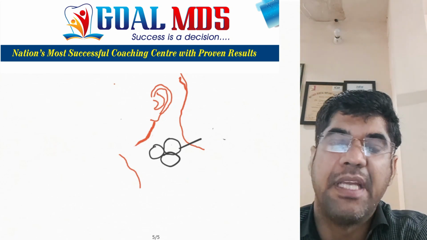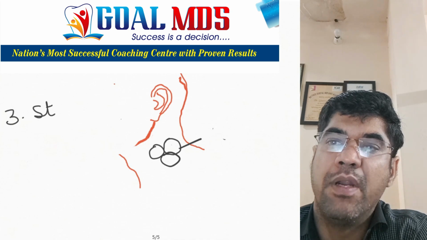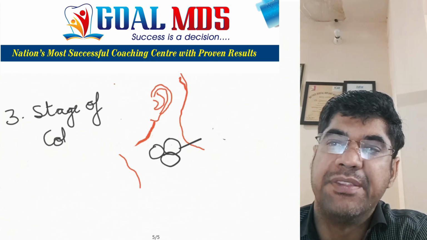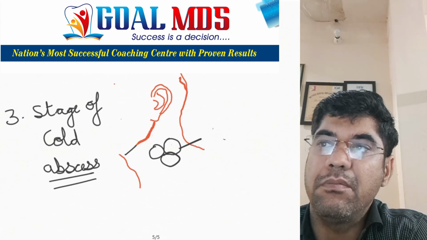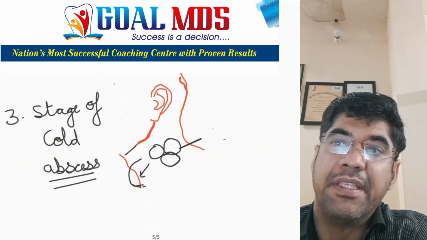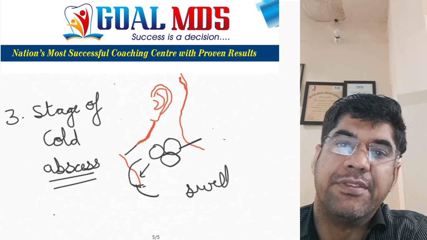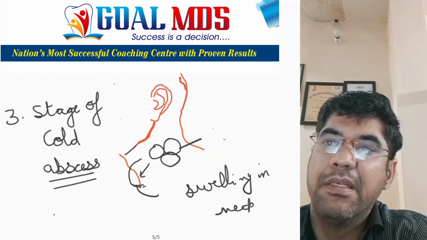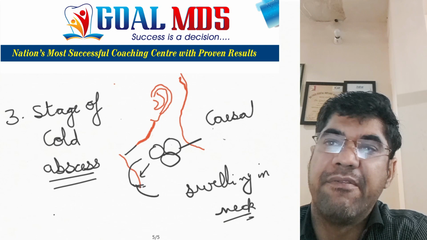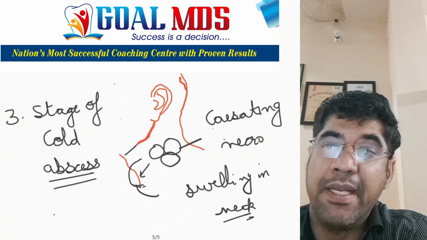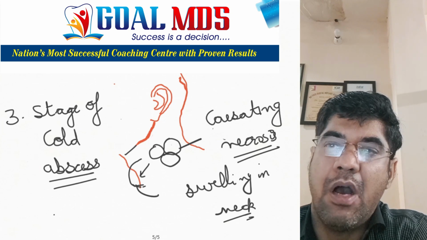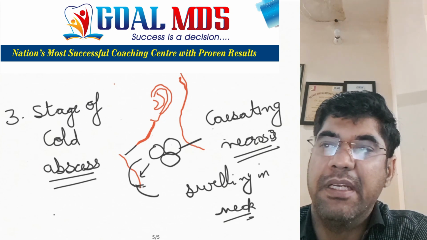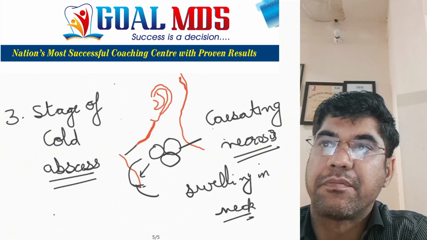The third stage is the stage of cold abscess. It occurs due to caseating necrosis of the lymph node that results in a fluctuant swelling in the neck. The clinical features are there is no tenderness, no redness. The fluctuant swelling could be seen. However, the transillumination test will be negative.